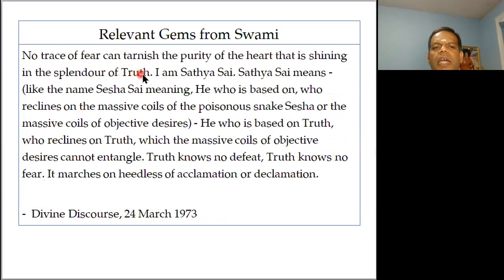No trace of fear can tarnish the purity of the heart that is shining in the splendor of truth. I am Sathya Sai. Sathya Sai means, like the name Sesha Sai, he who reclines on the massive coils of the poisonous snake Shesha, or the massive coils of the objective desires. Who is based on truth, who reclines on truth, which the massive coils of objective desires cannot entangle. Truth knows no defeat. Truth knows no fear. It marches on heedless of acclamation and declamation.